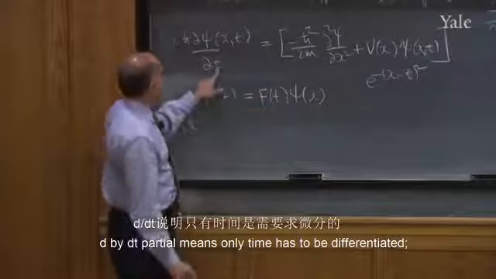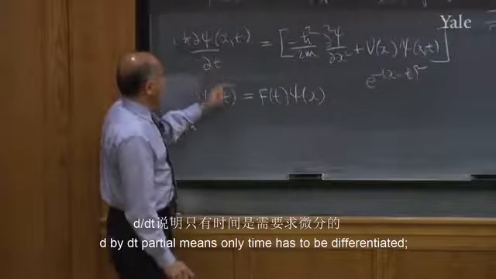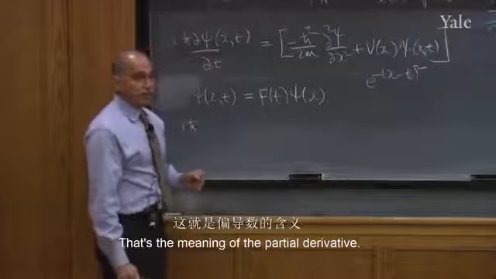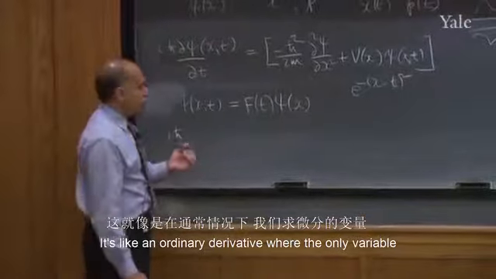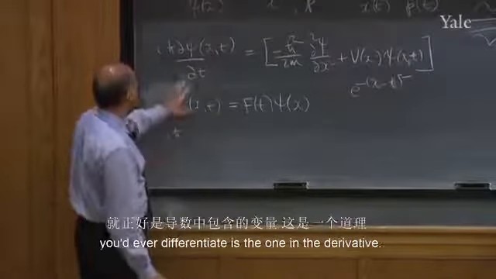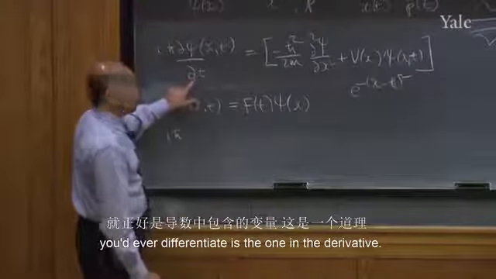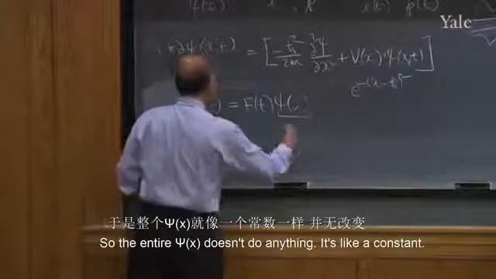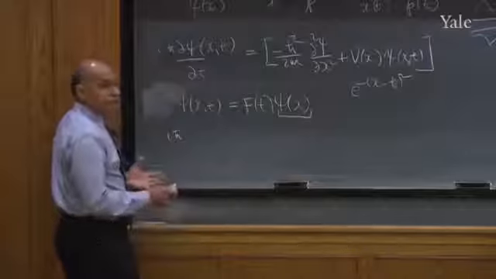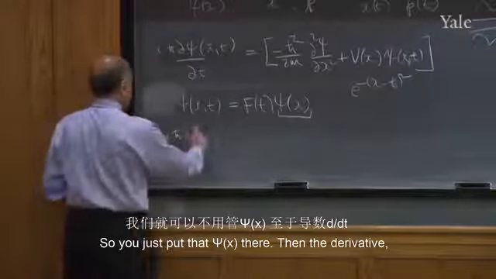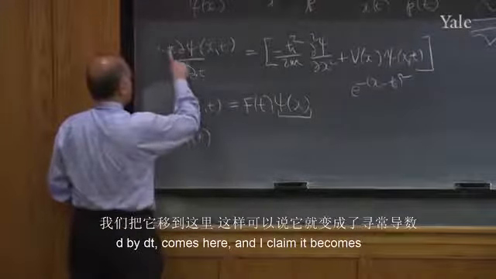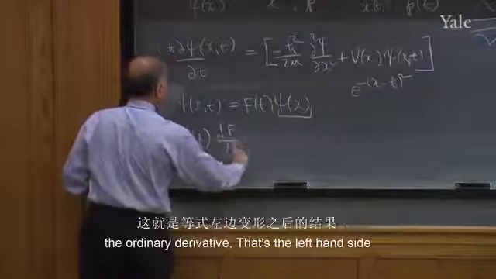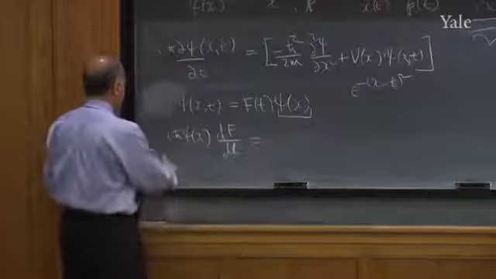d by dt partial means only time is to be differentiated, x is to be held constant. That's the partial derivative. That's the meaning of the partial derivative. It's like an ordinary derivative where the only variable you differentiate is the one in the derivative. So the entire psi of x doesn't do anything. It's like a constant. So you just put that psi of x there. Then the derivative, d by dt, comes here, and I claim it becomes the ordinary derivative. That's the left-hand side.